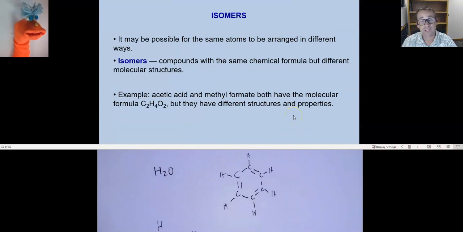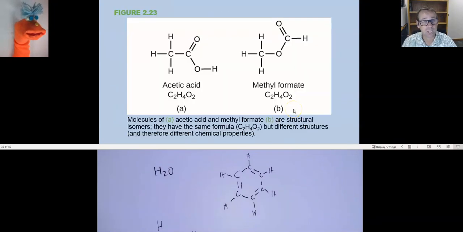Isomers, there are different structural shapes that can have the same chemical formula but are different compounds. We call these isomers. So simply by being given a chemical formula, C2H4O2, we don't necessarily know what compound it is.